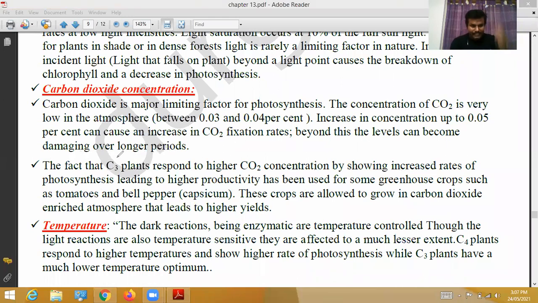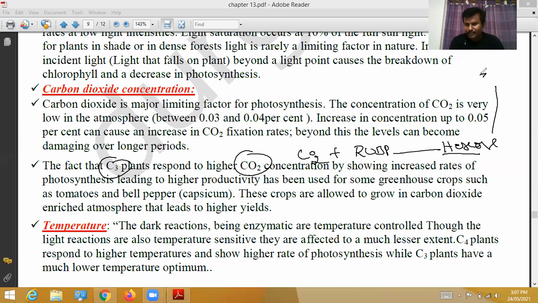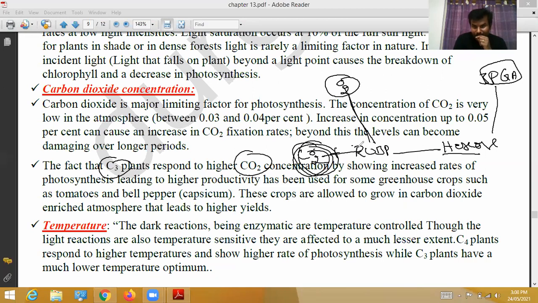C3 plants respond to higher carbon dioxide concentration because ribulose bisphosphate combines with carbon dioxide. It is converted into an unstable hexose sugar, which is converted into 3 molecules of phosphoglyceric acid, a 3-carbon compound. If an excess amount of carbon dioxide is there, oxygen does not bind to the ribulose bisphosphate. If the oxygen content is more, it will bind with this, and carbon dioxide fixation is decreased. Then some disturbance happens and photorespiration starts.